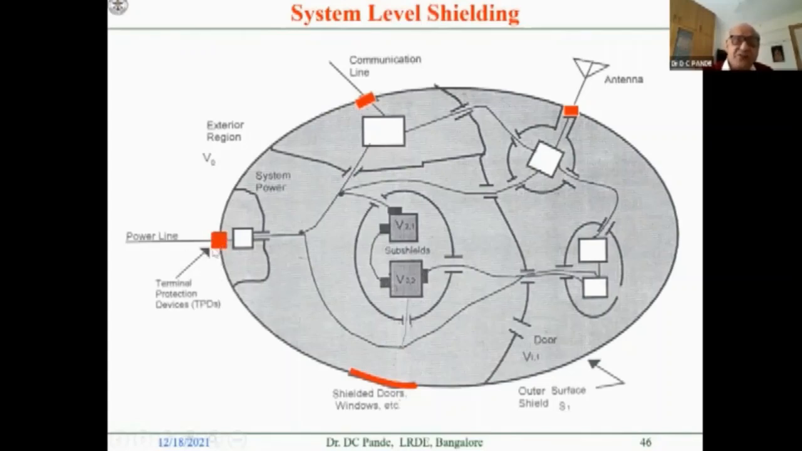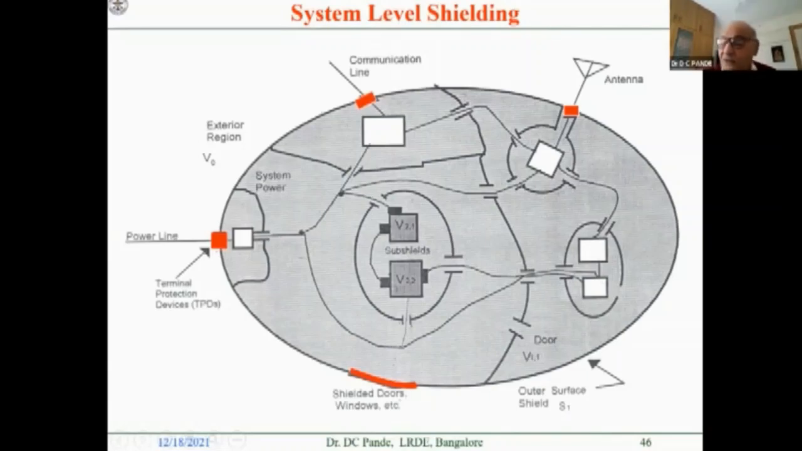These are the terminal protection devices. And then at the doors and the windows and other places, for windows we make waveguide below cutoff filters. So this is the type of thing. Then the secondary level protection we provide at the equipment level. Still, if some field leaks inside, that is handled at the equipment level or in different places.